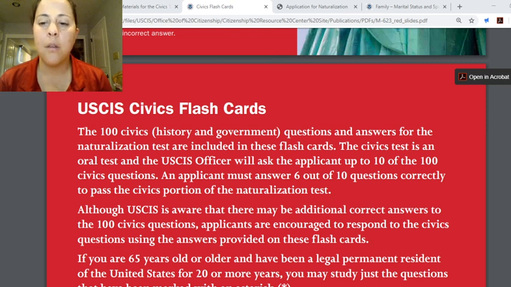Okay, so the officer will ask you 10 questions. You must answer 6 correctly. You must answer 6 with the right answer. Okay. Although USCIS is aware that there may be additional correct answers to the 100 civics questions, applicants are encouraged to respond to the civics questions using the answers provided on these flashcards. So there might be many choices to answer the question, right? But you should answer how you see it on the flashcard, okay?